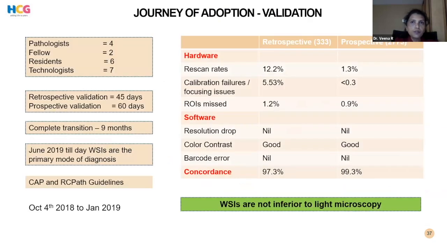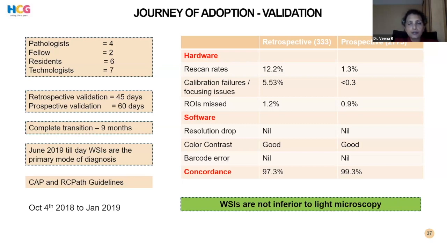So we did a validation. This is a retrospective validation where, after a washout period of almost 3 to 4 months, we pulled out slides, scanned them, asked the pathologist to report, and compared that with light microscopy. It showed a very good concordance of 97.3% in the retrospective validation. So when we did a retrospective validation, it gave us ideas, also leads, on where to improve.